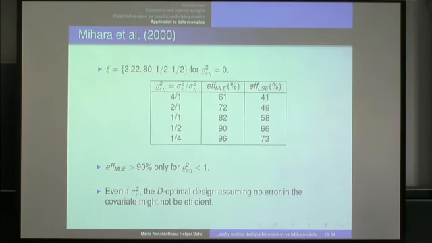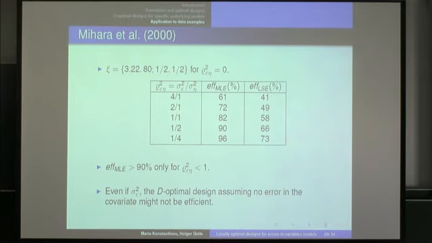Now, usually we assume that the error in the covariate is small, and so we just ignore it in the design stage. For the values of this experiment, that design, assuming no error in the covariates, will be equally supported at points 3.22 and 80. And the table gives the efficiencies of this design under both estimation methods and for various rho values.